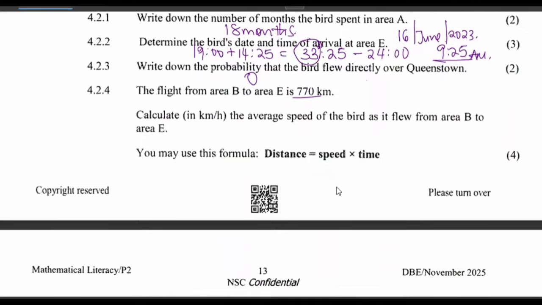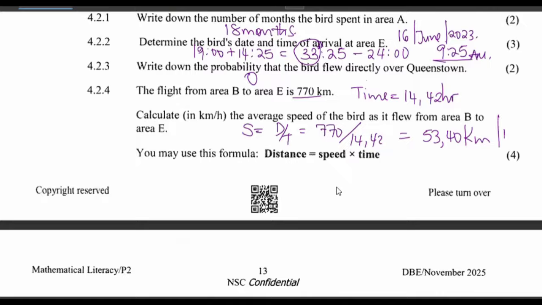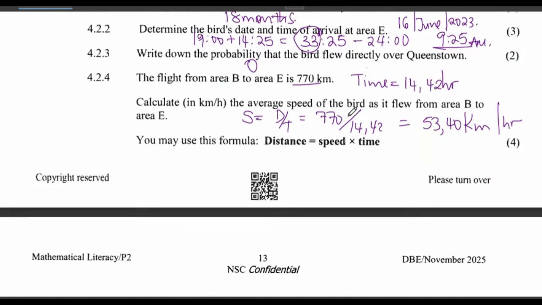So the time we've got is 14.42 hours. So the speed we are trying to get is distance over time, which is 770 divided by 14.42, which gives you a speed of 53.40 kilometers per hour. That was the speed.